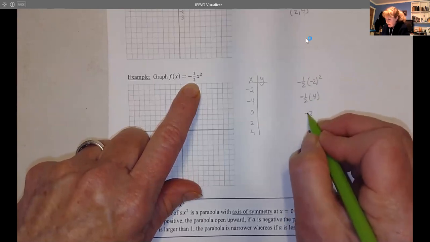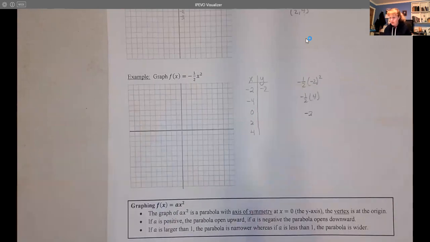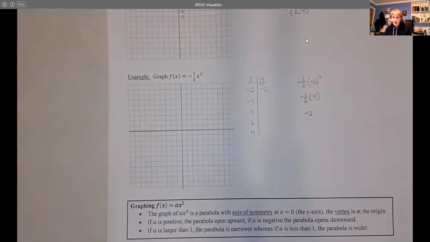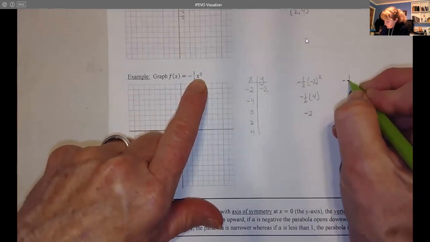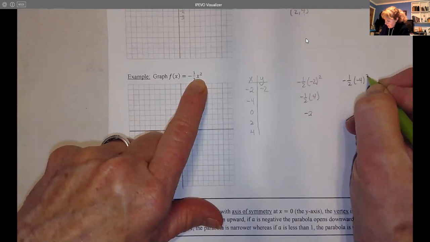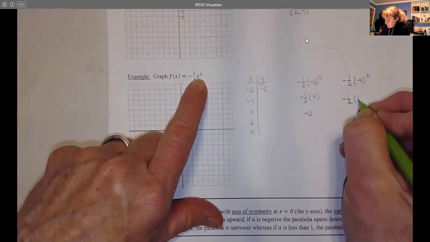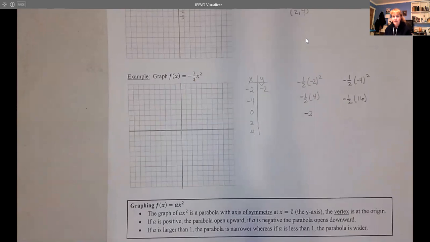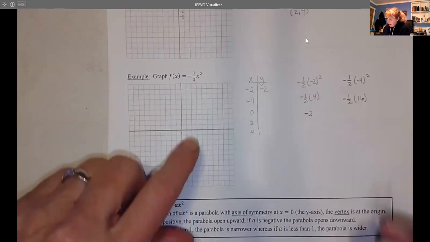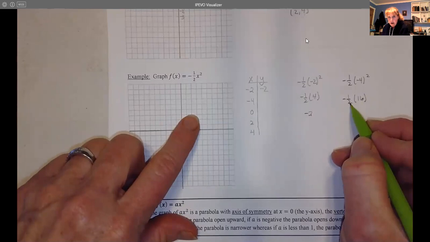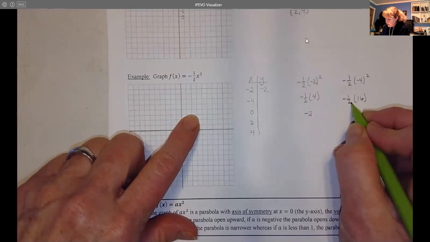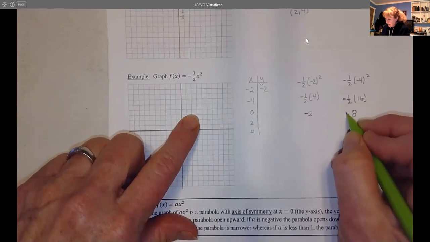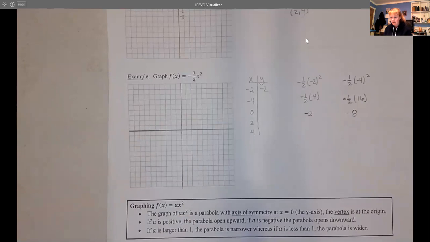Negative times a positive is a negative. So there's one of my points, -2, -2. Now let's put in a -4 into the function. We're going to put in a -4 and square it. +16. You square a negative, it becomes a positive. Half of 16 is 8, or 16 divided by 2 is 8, and it will be a negative because a negative times a positive is a negative.